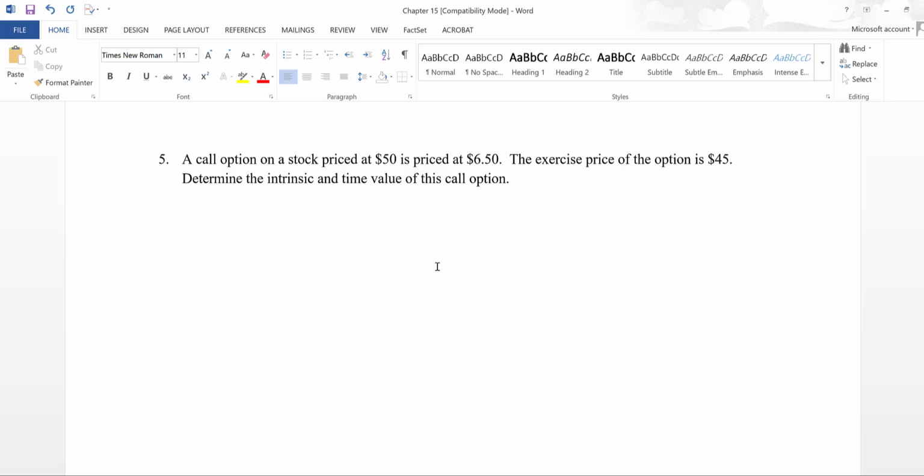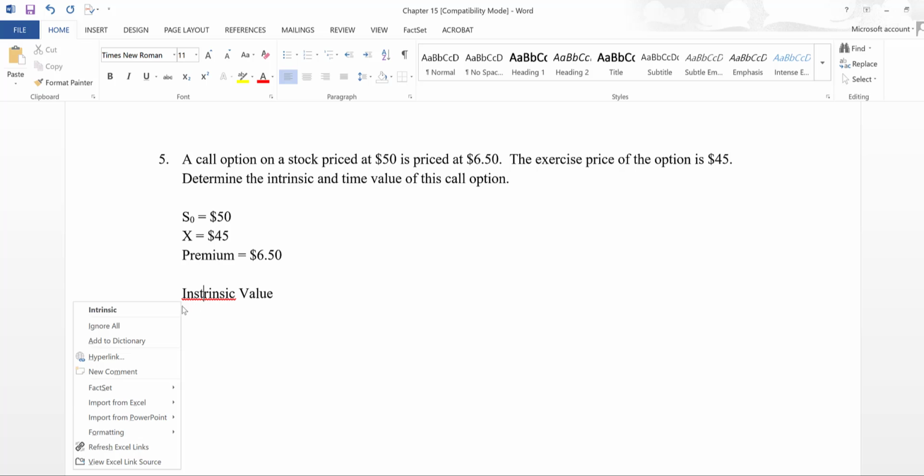So let's write down that information. Current stock price, S0, is 50. Exercise price of the option is 45, and the premium currently is $6.50, and you're asked to compute the intrinsic value and time value of this option.